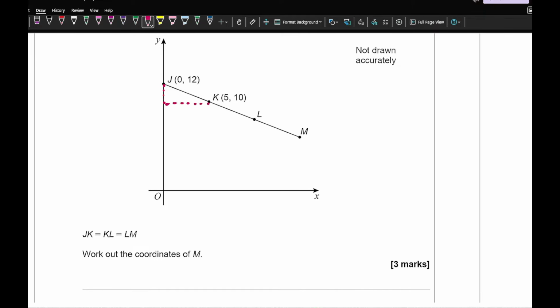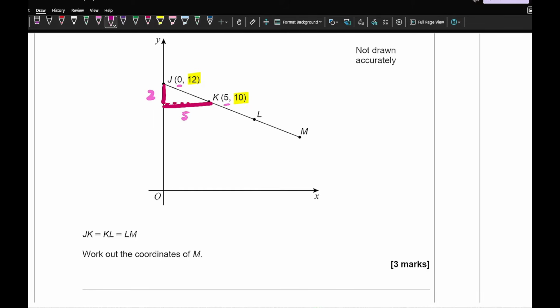So to work this out, we can see that if I join the points J to K, we see we've got a triangle. Now the difference in the y ordinate, which is the second number in the coordinate, is 2. So that means that triangle has got a height of 2. And the difference in the x ordinate is 5. So that means the triangle's got a base of 5.